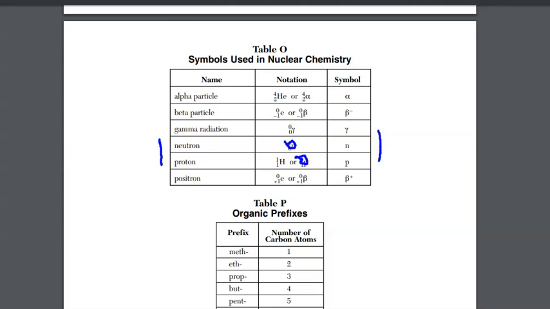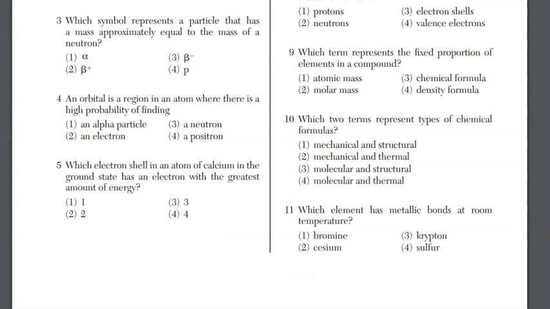That was the answer. For question 4, we have one of the vocabulary words that shows up pretty much on every exam, and that is the word orbital. And it's the region in an atom where we have a high probability of finding an electron. Make sure you know the vocabulary word orbital.